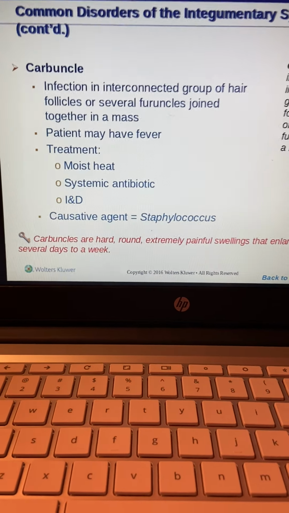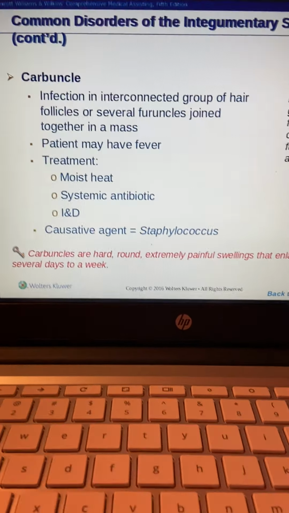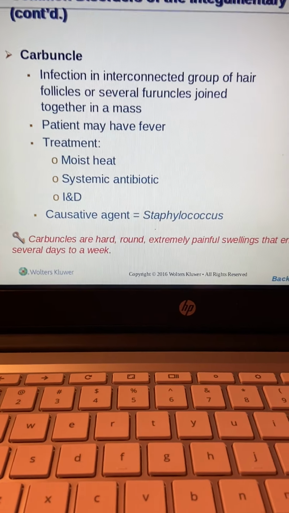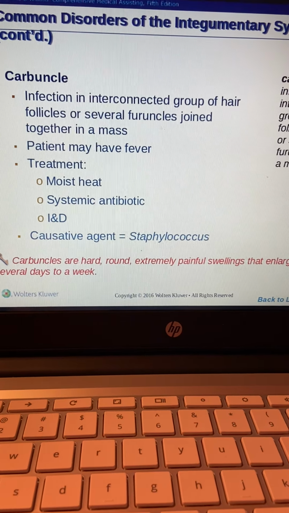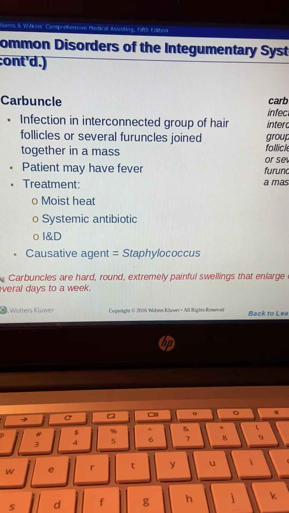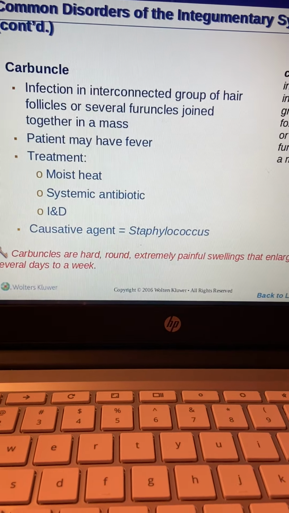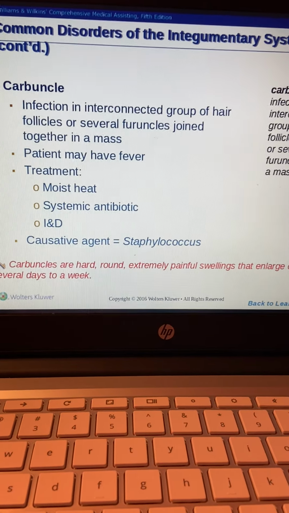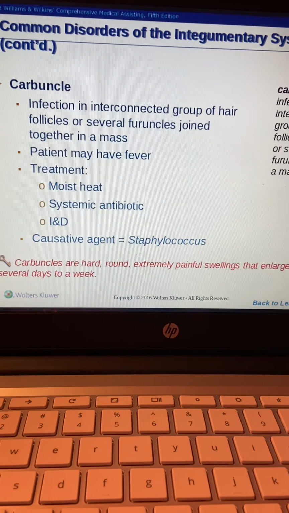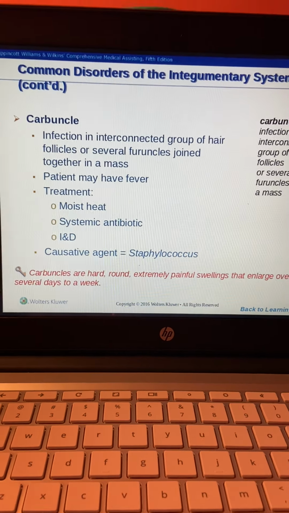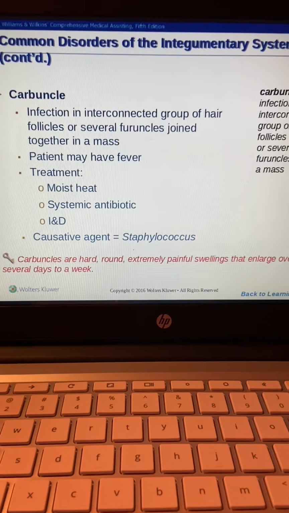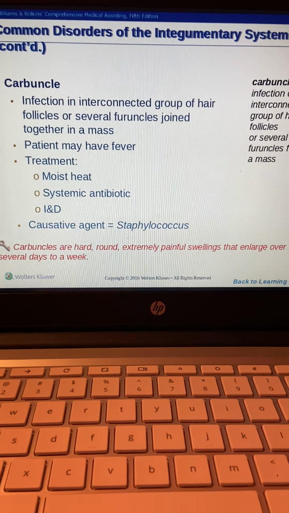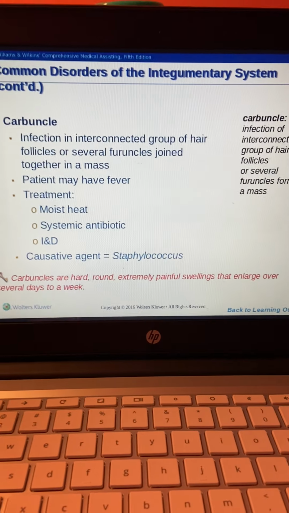The patient could have a fever with this because of the infection. So treat it with moist heat and a systemic antibiotic. Sometimes it may call for an I&D, which is the incision and drainage. Carbuncles are going to be hard, round, extremely painful swellings that enlarge over several days to a week. The causative agent is Staphylococcus.